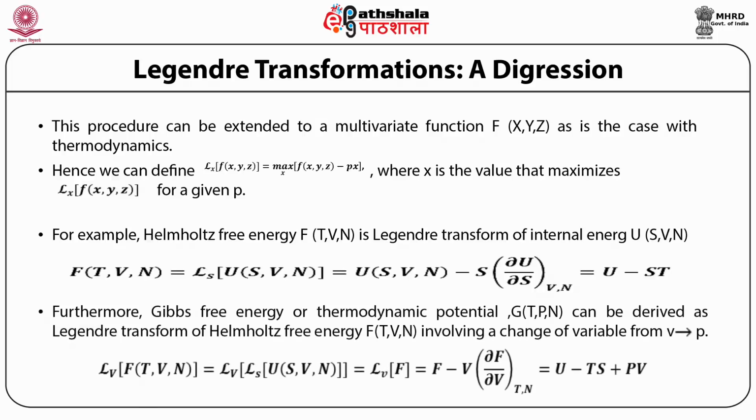Furthermore, Gibbs free energy or thermodynamical potential G(T,P,N) can be derived as the Legendre transform of Helmholtz free energy F(T,V,N), involving a change of variable from V to P. That is, the Legendre transform of F with respect to V is equal to F minus V times delta F by delta V at constant temperature and number of particles, which is equal to U minus TS plus PV.